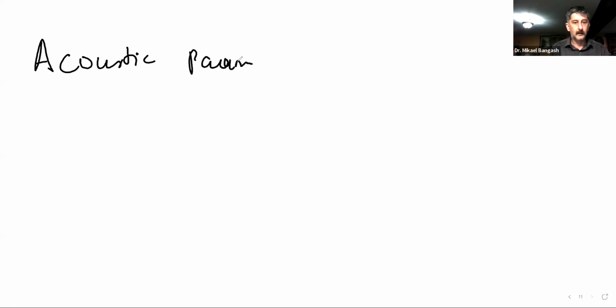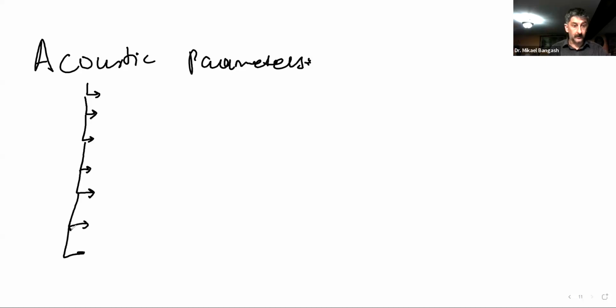Now, girls, the next thing will be acoustic parameters. And just like there are 7 continents, just like there are 7 oceans, just like there are 7 levels of heaven and 7 levels of hell, and 7 days in a week, likewise there are going to be 7 acoustic parameters. Clear?